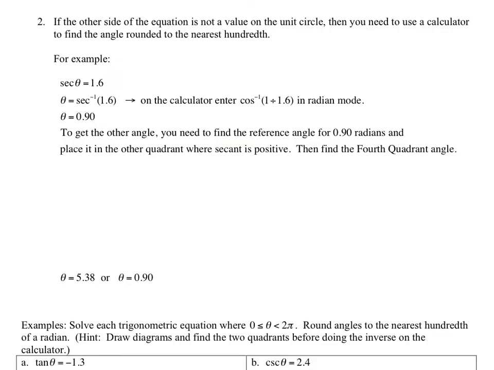Okay, so this next portion of what we're doing is going to involve your calculator, because now we're dealing with numbers that are not on the unit circle. If the other side of the equation is not a value on the unit circle, then we need to use a calculator to find the angle. So first, make sure your calculator is in radian mode. Go to your mode setting and make sure it says radians, not degrees. Just make sure the radian portion is highlighted.